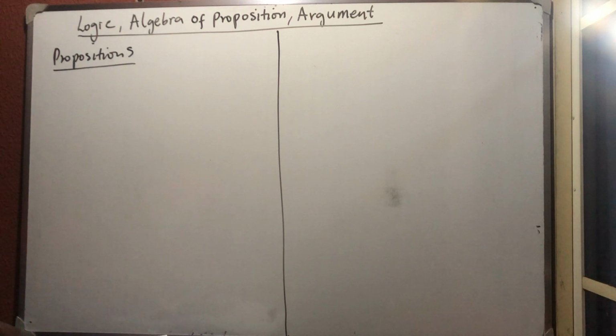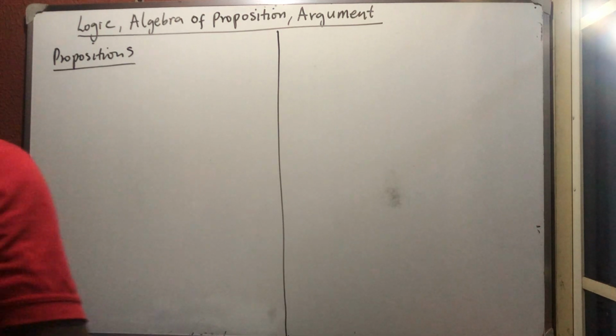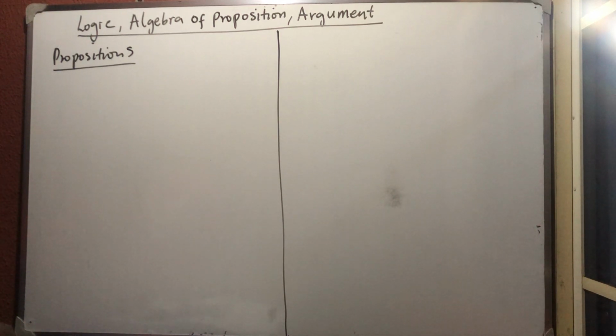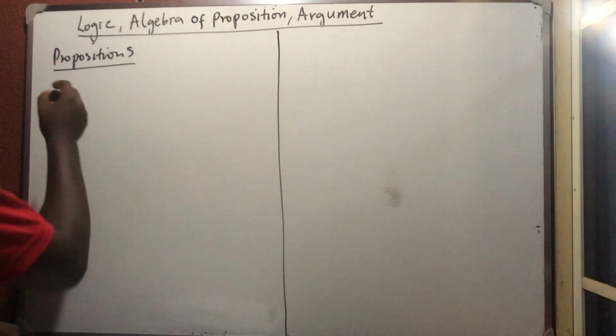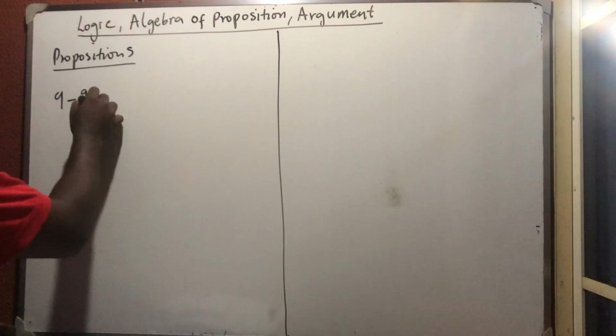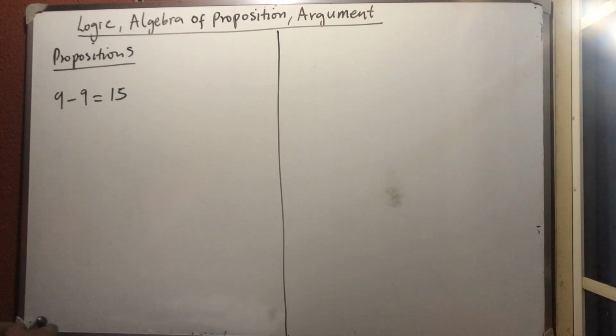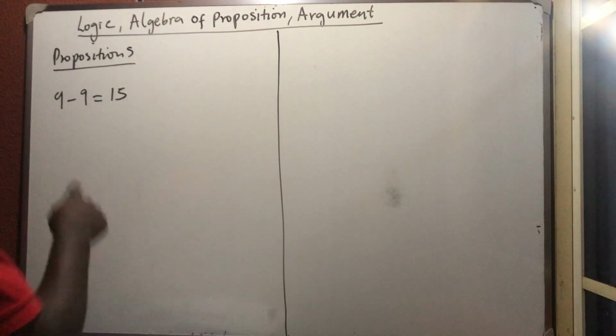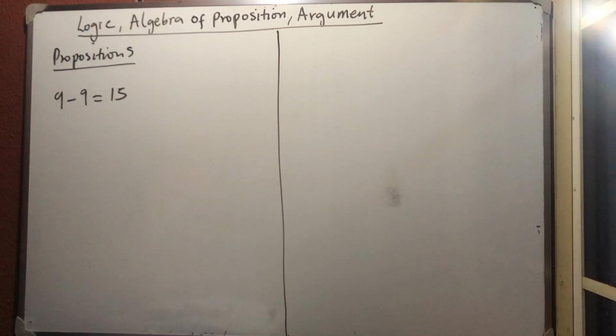Example of a statement is: Anambra is in Ghana. If you look at that, you see that it is not true, but it cannot be true and false. The next one is: Lagos is the capital of Accra. Another one: Accra is the capital of Ghana. So all these things are statements. I can equally say that 9 minus 9 is equal to 15. They are all statements. These can never be true and false at the same time. So it's either true or false. If you look at this one, it is false.